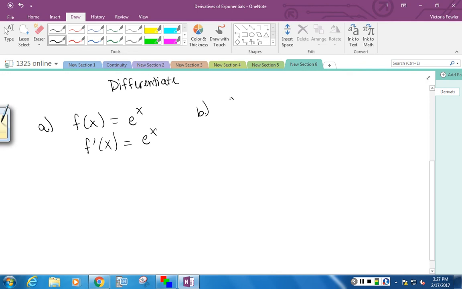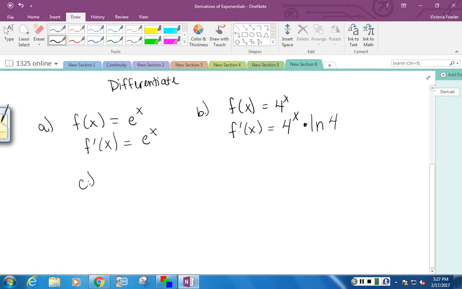What about if we have f of x defined as 4 to the x? So we have f of x equals 4 to the x. Its derivative then, I just recall the rules. It says rewrite this, 4 to the x, and then multiply by the natural log of the base, which is 4. So there's my derivative.